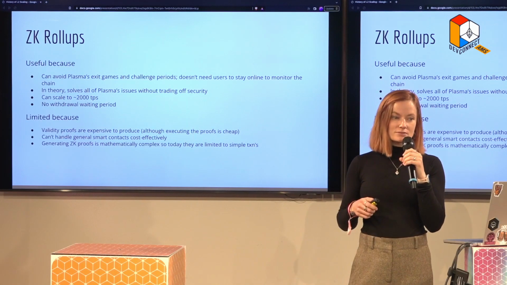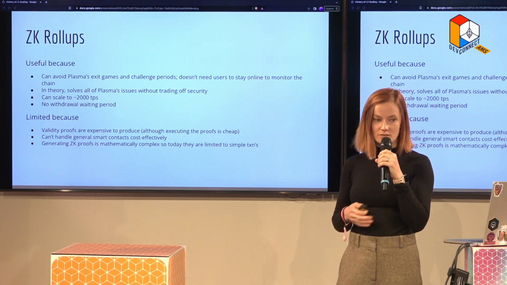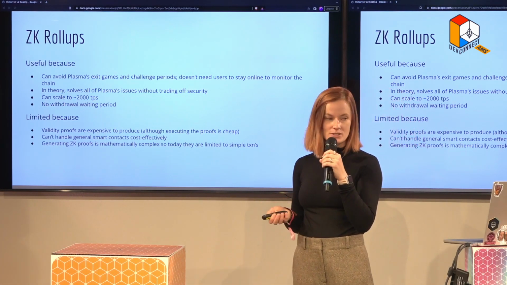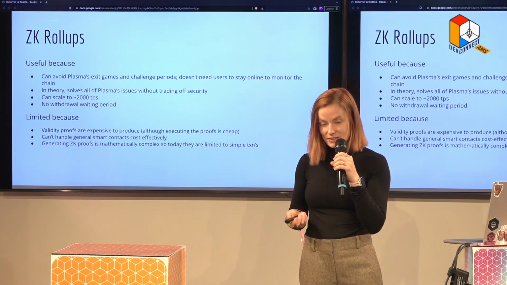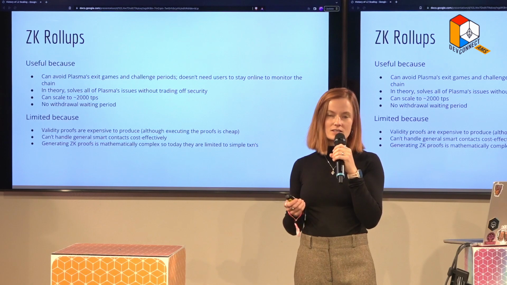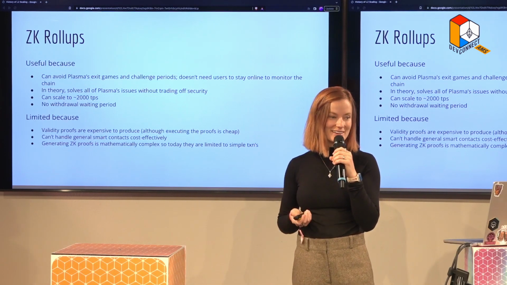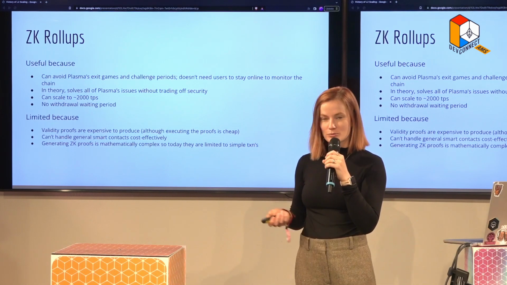ZKs are limited because validity proofs are very expensive to produce. They're very cheap to execute, but expensive to produce. And they can't handle general smart contracts very cost effectively. Also, generating ZK proofs is very mathematically complex. So today, they're limited to a few simple transactions.